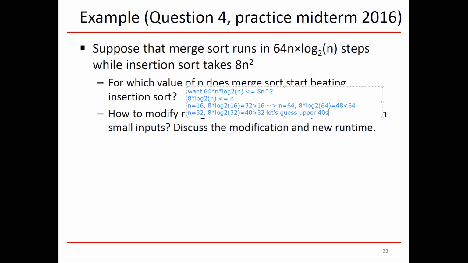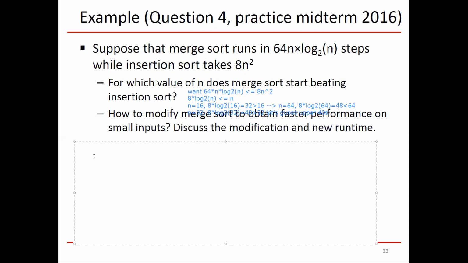And again, in a 2020 test, you can run it on a computer. So that's the first part of the test. And the second part of the test is, how do we modify the merge sort to obtain faster performance on smaller inputs? Discuss the modification and runtime, and there are many ways to do this. And I've said before that my style of tests, and the TA Vaibhav will likely confirm this for you guys, instead of inserting numbers into an equation and having 10, 20 equations that you need to learn by heart, and that's it, I'm trying to ask more creative things. So how do you obtain faster performance on small inputs?